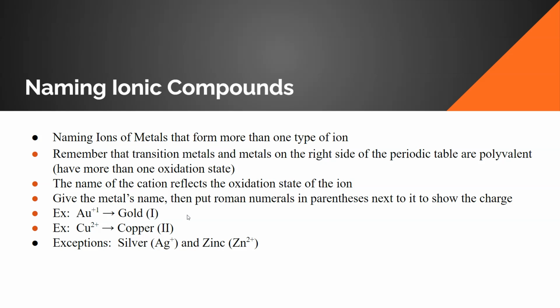Some people think that this Roman numeral means the number of atoms of the element, but it doesn't. It's its charge. Two notable exceptions to that are silver and zinc in the transition metals, which are not polyvalent. They only have one charge. So silver is always a +1 and zinc is always a +2. So we don't need Roman numerals for those elements.